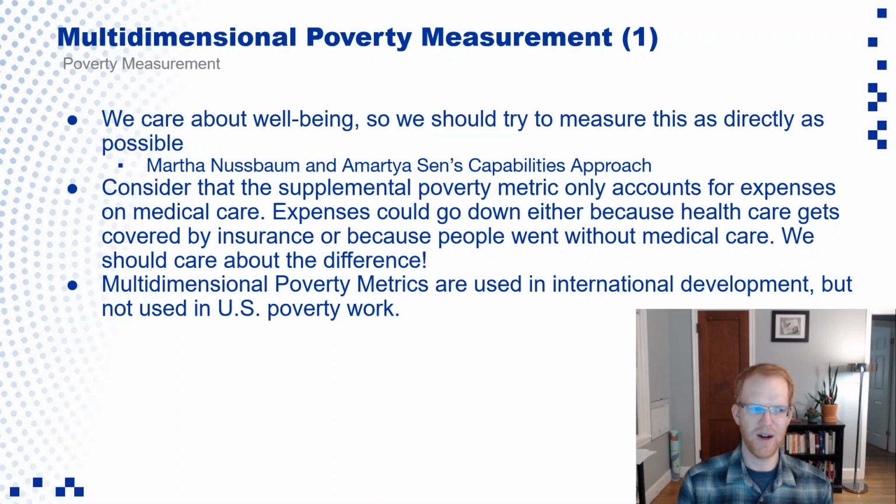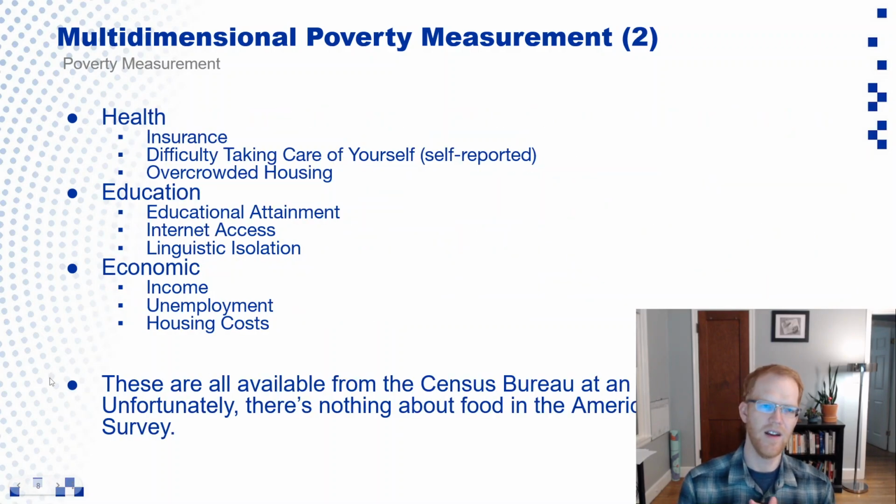So multidimensional poverty metrics get a step closer to that. And the UN Development Index is probably the best known example that attempts to combine multiple indicators into a single metric. But there are also more detailed ones used in a lot of international development work. But they haven't been used much in US poverty work, and there's only a handful of countries that have really explored them domestically. But we could make one.